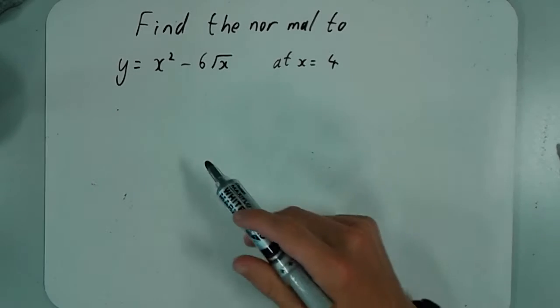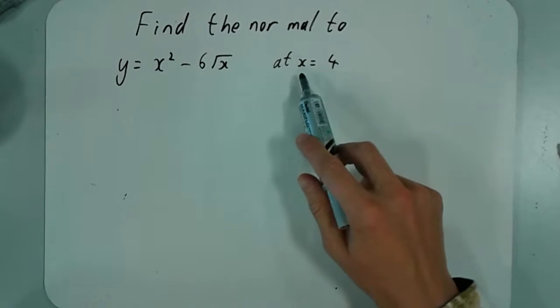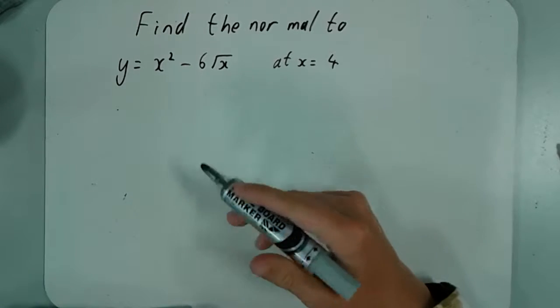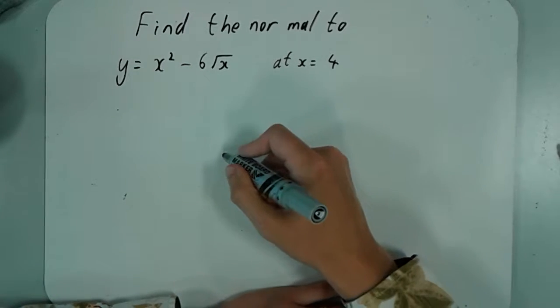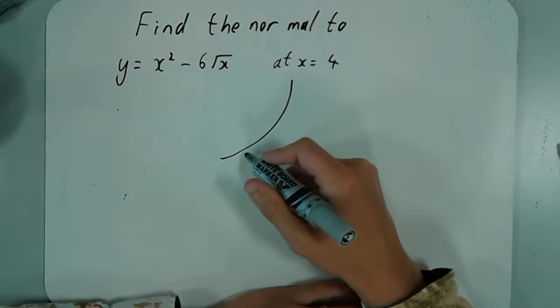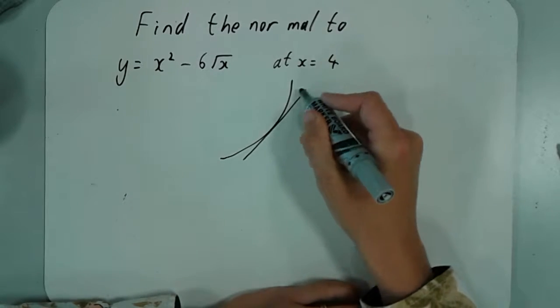Let's look at how to find the normal to a curve at a given point. Okay, so this is very, very similar to finding a tangent. The only difference is a normal is perpendicular to the tangent.